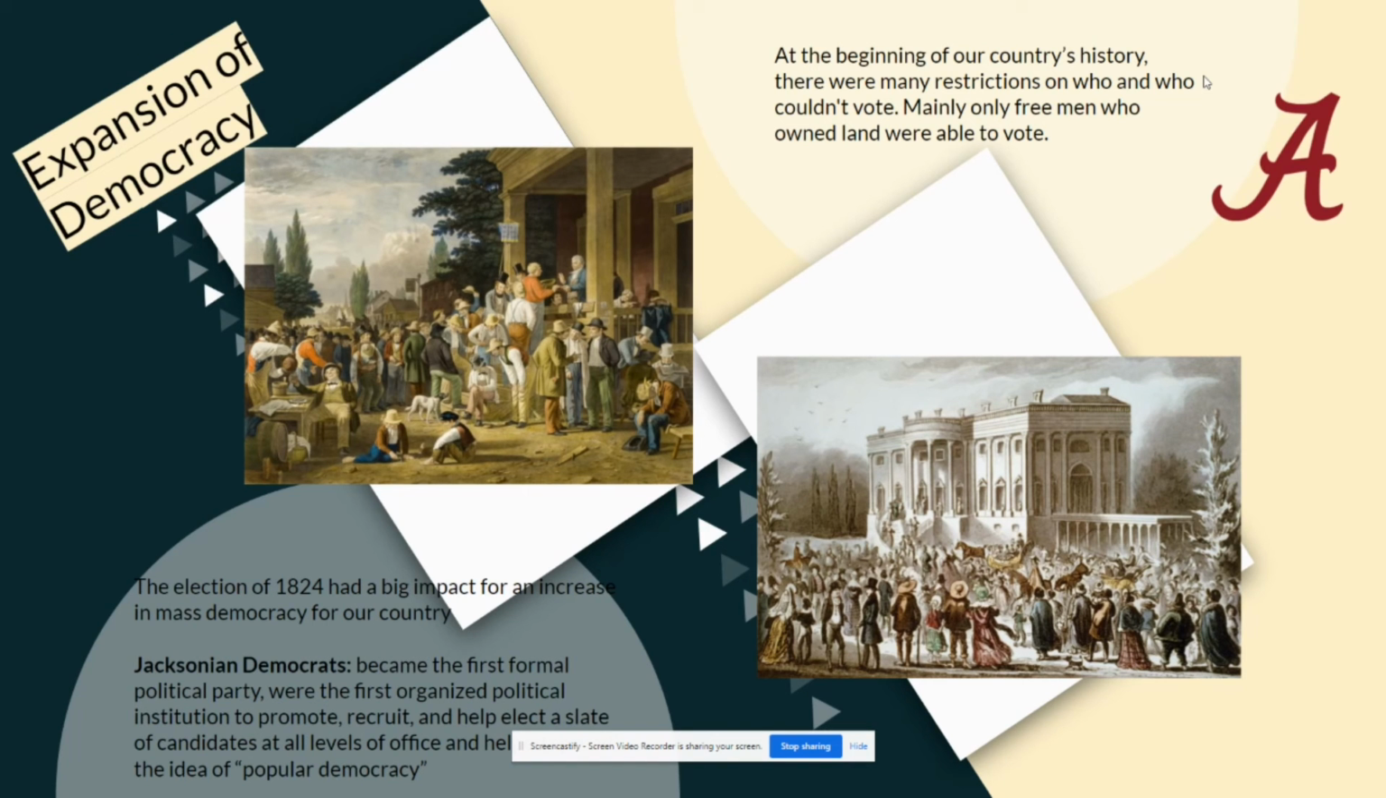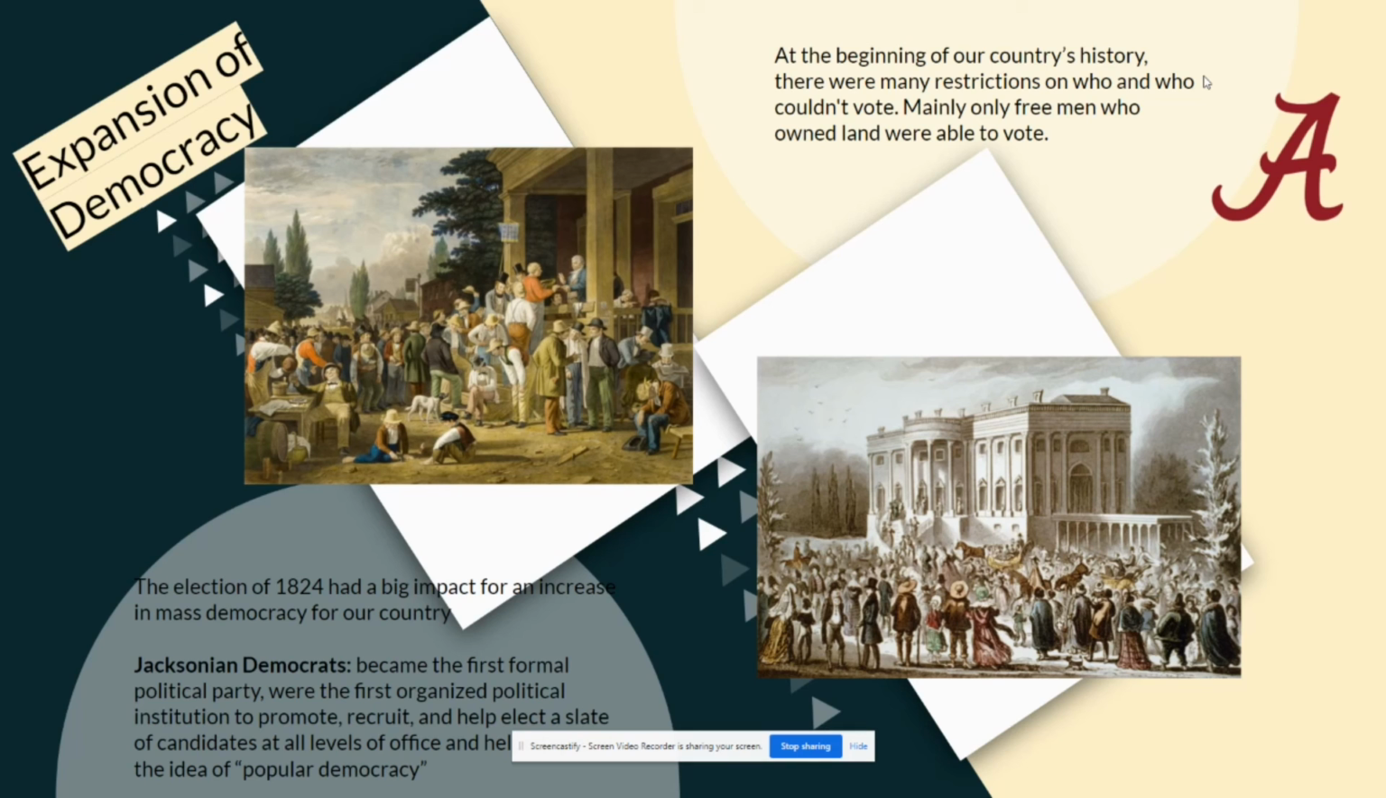Expansion of democracy. Mainly only free men who owned land were able to vote, and African American slaves and women were not able to vote. After the War of 1812, some states dropped their property requirements for voting, from having to be a taxpayer or having served in the military to be eligible to vote.